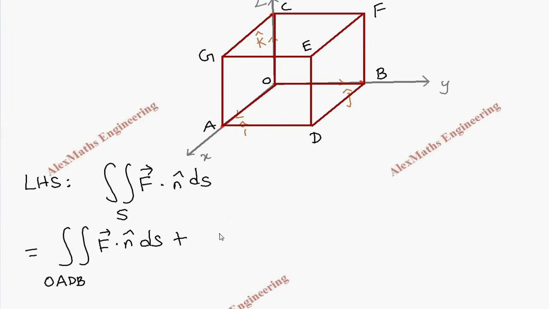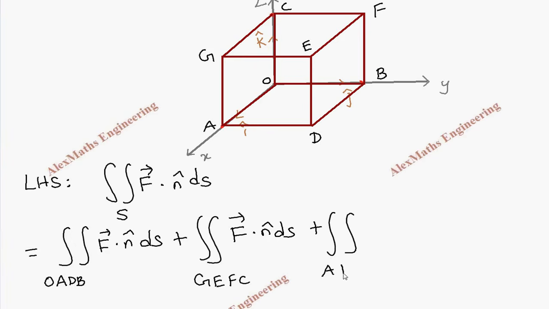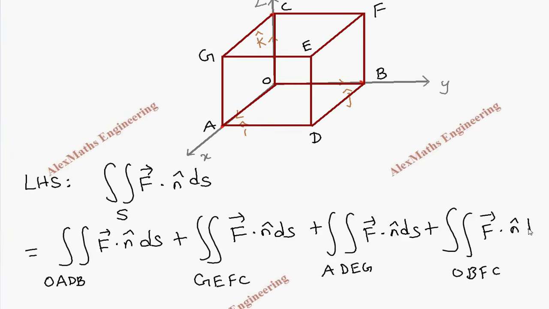And next I will take the top surface, which is GEFC, with double integral and f dot n cap dS. Now coming to the front surface and the back surface, the front surface is double integral ADEG f vector dot n cap dS, and the back surface is double integral OBFC f dot n cap dS.